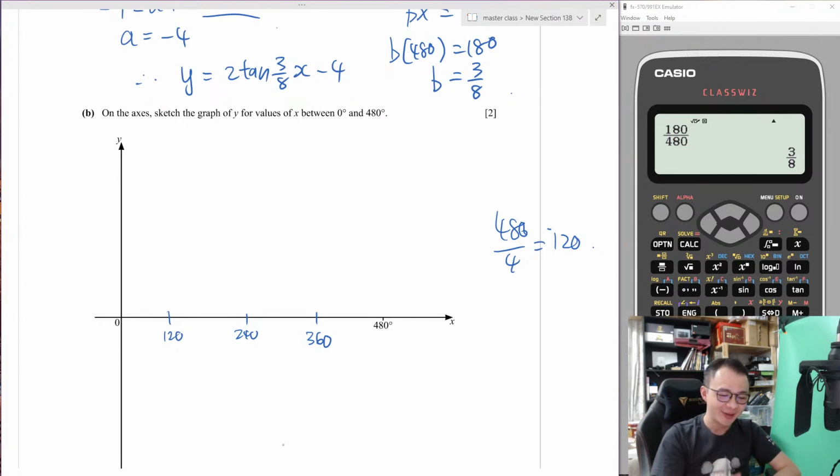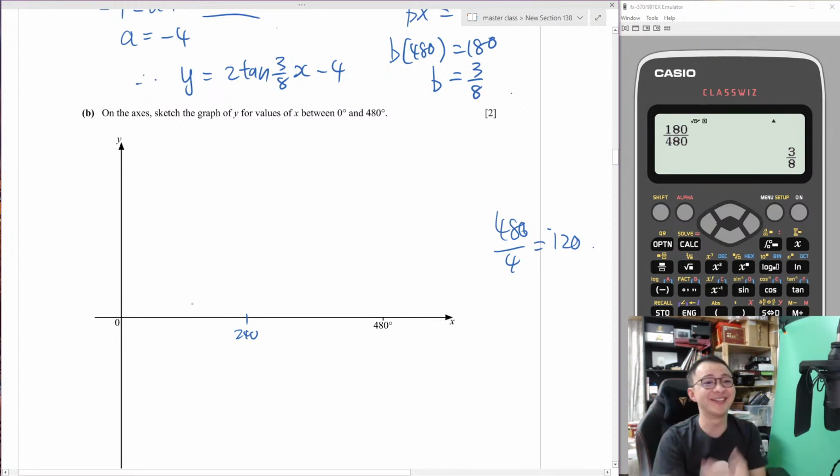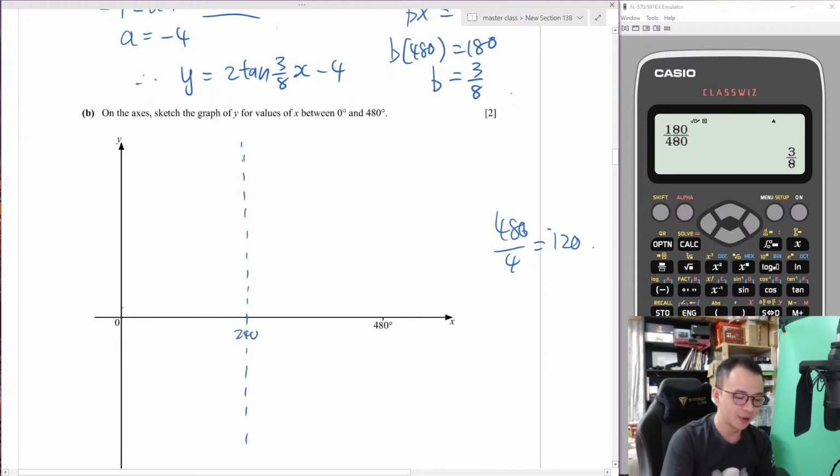Then I just need to divide that into half already. Yeah, I thought I wanted to draw 2 cycles, so I divided them into 4 different parts. Because I just need to draw 1 cycle, this one will be a dotted line at 240. So I will start from 0 and get very close to the dotted line, but I will never touch it. Then it comes from the bottom and stops at 480. Okay, so this is the whole graph I have.